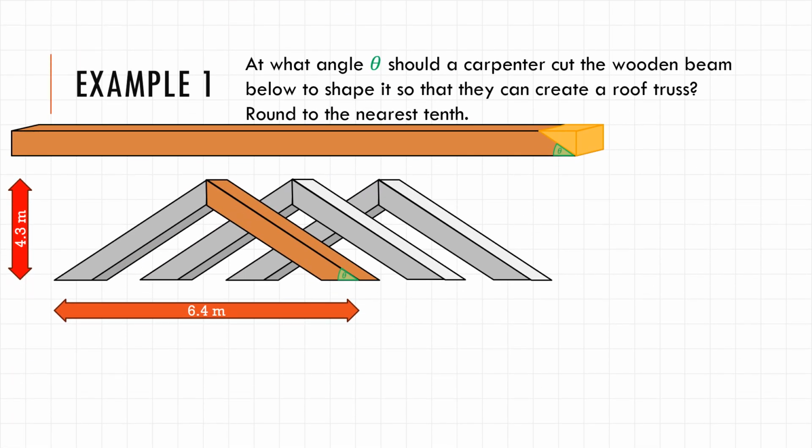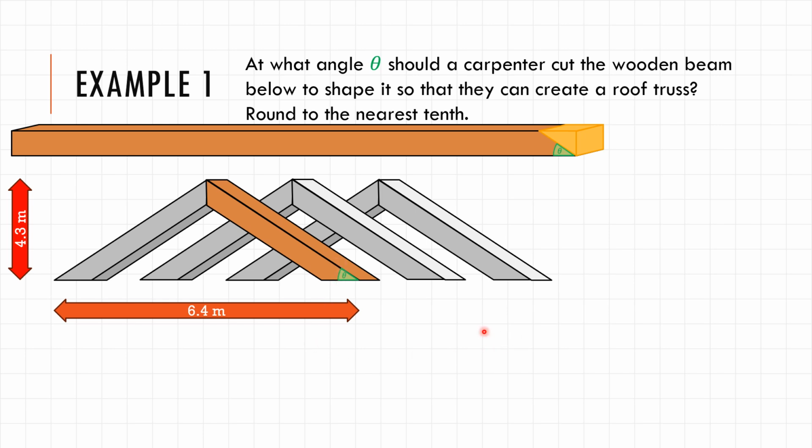At what angle, theta, should a carpenter cut the wooden beam below, this one right here, to shape it so that they can create a roof truss? And let's round that to the nearest tenth. So we're trying to find out what this angle is over here, because it's the same one over here, and the carpenter needs to cut it to be able to have this wood beam support the roof properly.